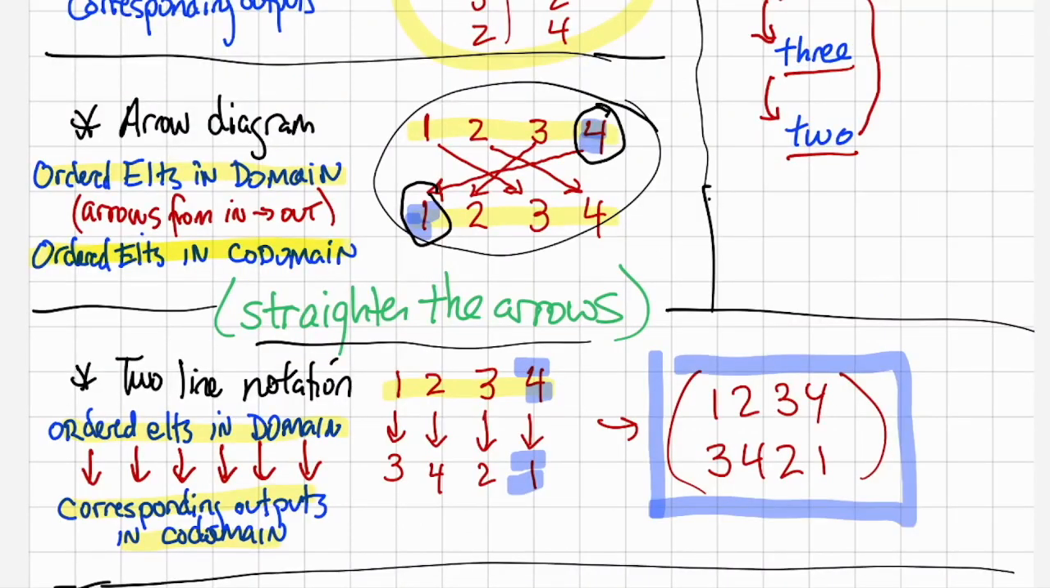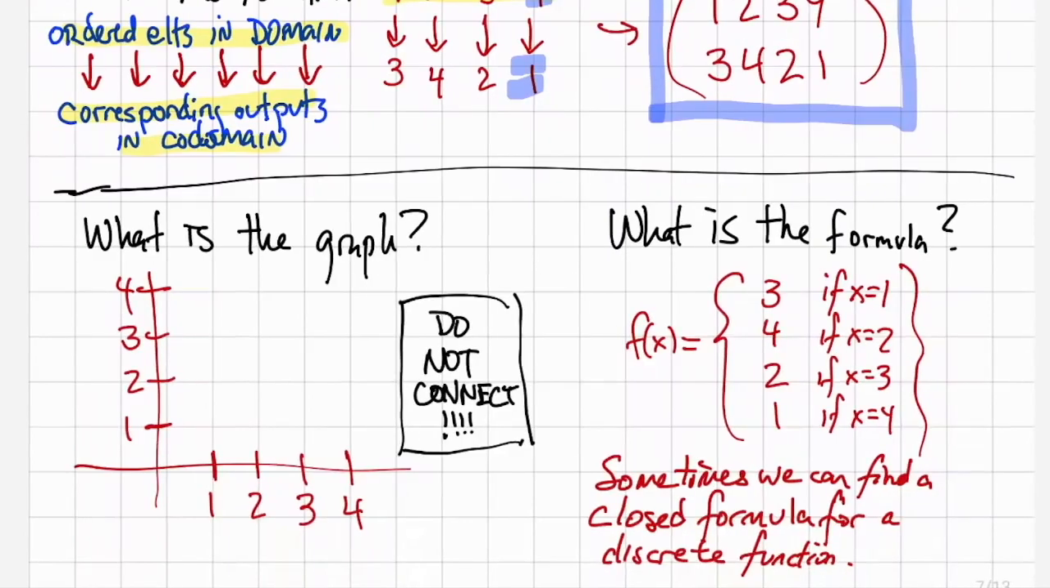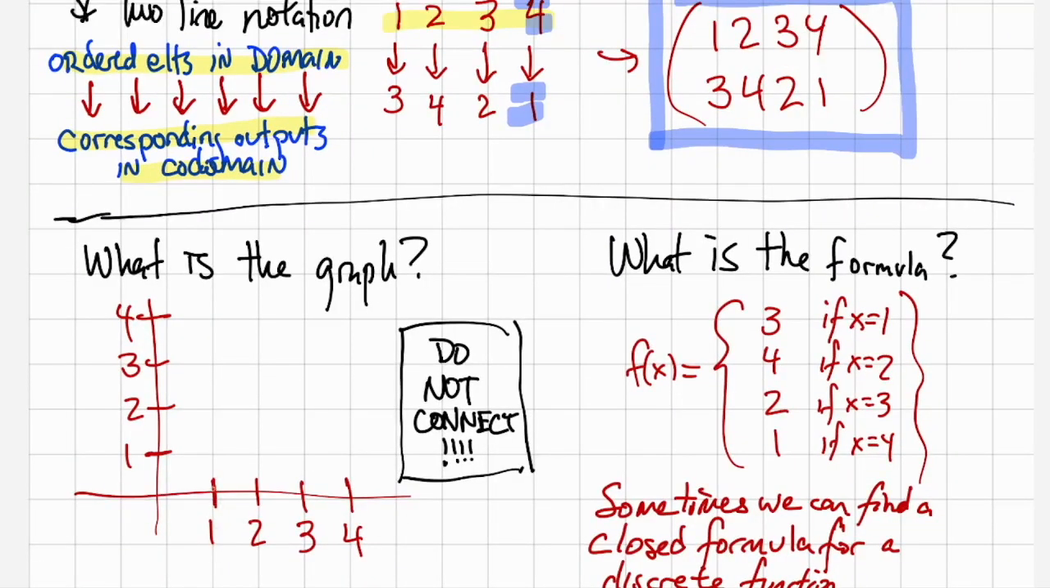For continuous functions, we had both graphs of functions and formulas for functions. What does that look like here? So what is the output for the input 1? Well, we can read from our two-line notation that the output is 3. For the input 2, the output is 4. For the input 3, the output is 2. And for the input 4, the output is 1. And so this picture is the graph of the function that we had above.